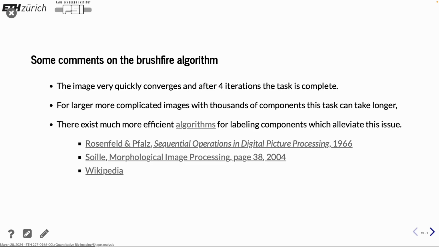How quick it iterates depends, of course, how large the objects are. And it, of course, takes longer if it's more complicated. And there are quite many different algorithms to do this. Some can do the whole labeling in a 2 and 3D image in only one scan through the image and one scan back through the image. But that will require quite some more code to write, and I didn't want to show it here.